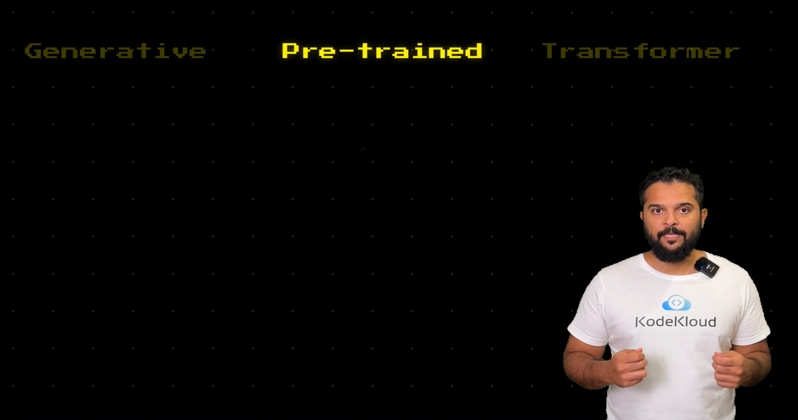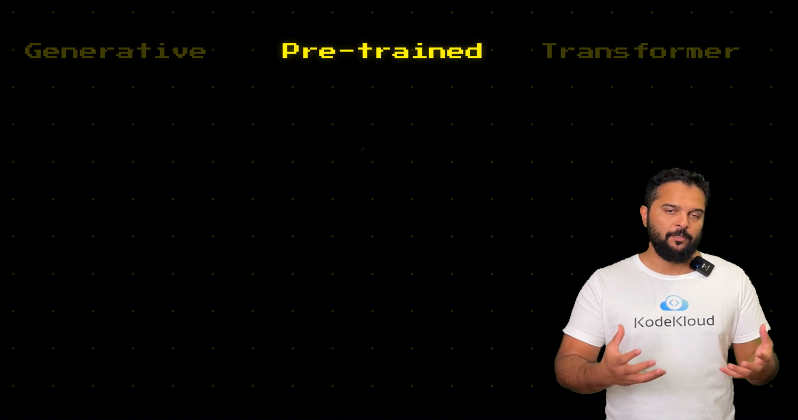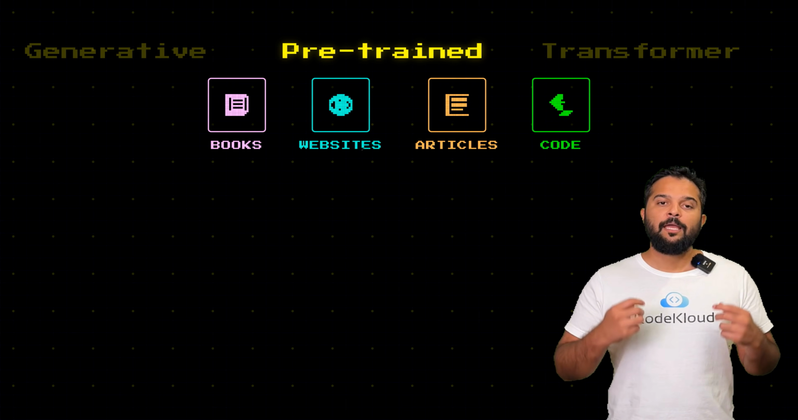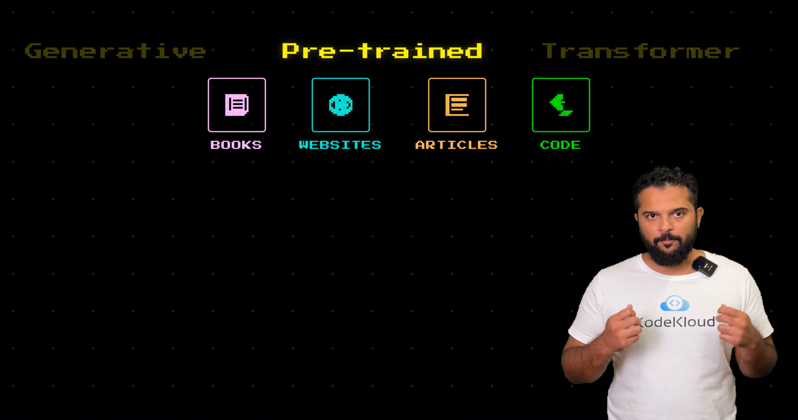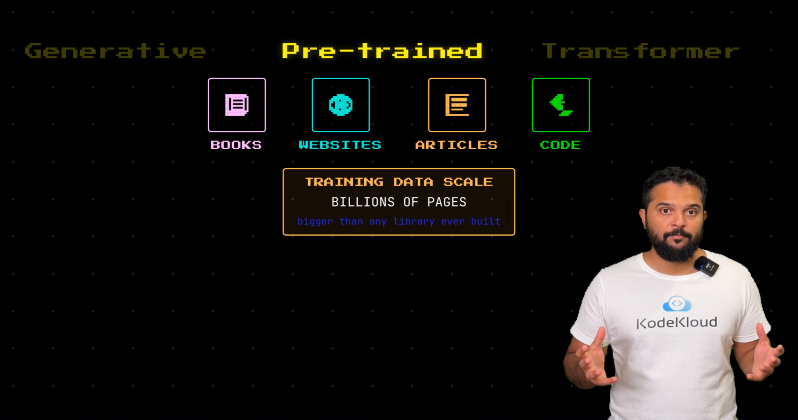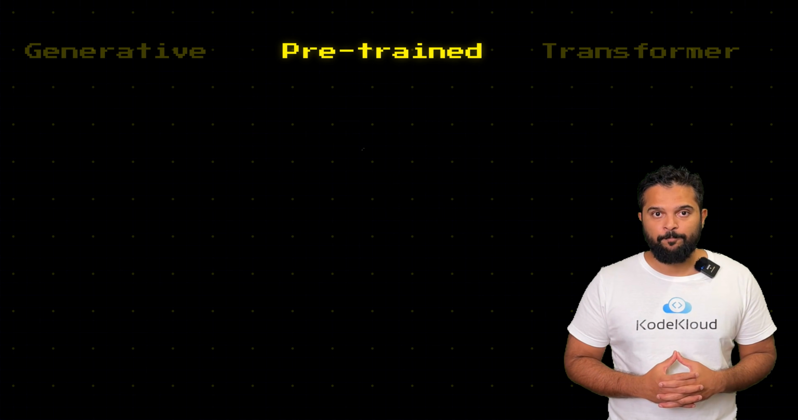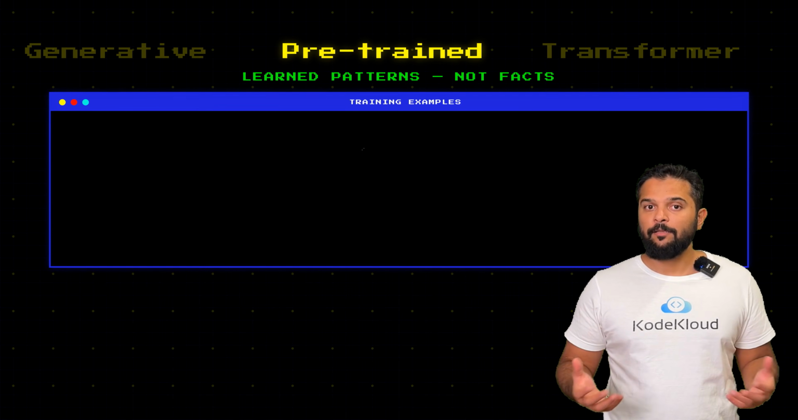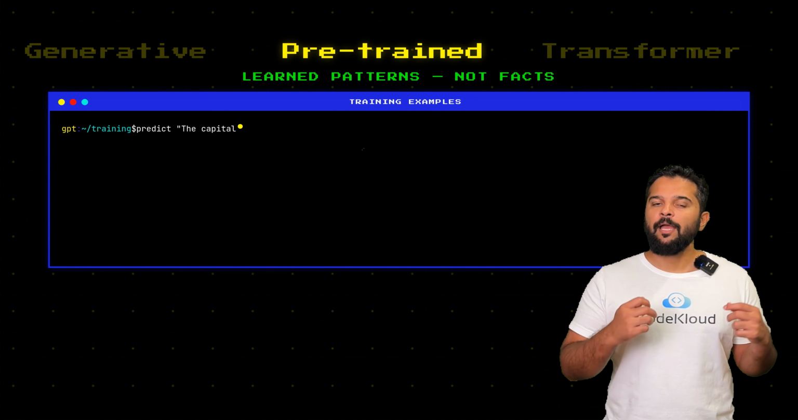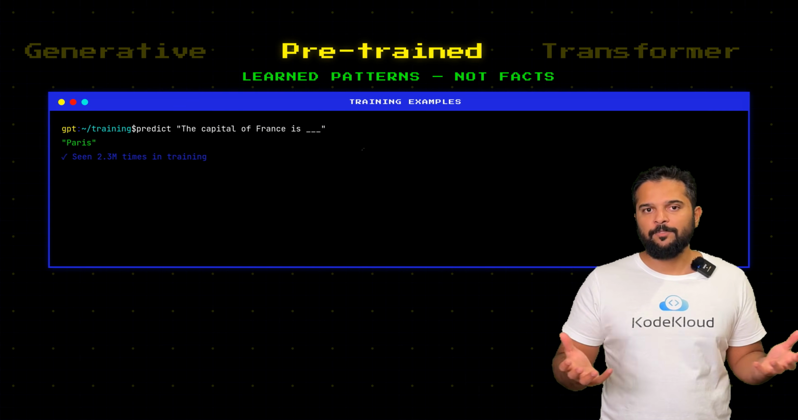The pre-trained part means GPT learned an enormous amount before it ever talked to a single user. Here's how that works. First, OpenAI, or the company training the model, collects billions of pages of text from books, websites, articles, code, and more. Imagine a library bigger than any library that has ever existed. That's roughly the scale of GPT's training data. GPT then read all of this text and learned patterns, not facts, not opinions, patterns. For example, after the capital of France is, the word Paris usually comes next.